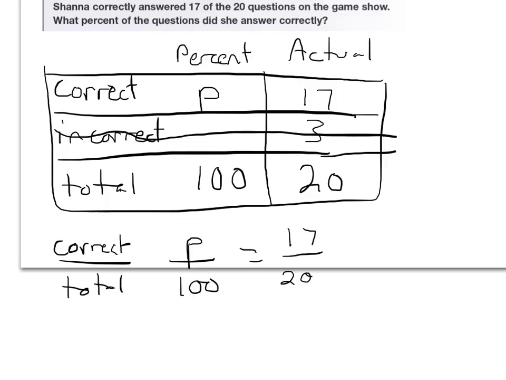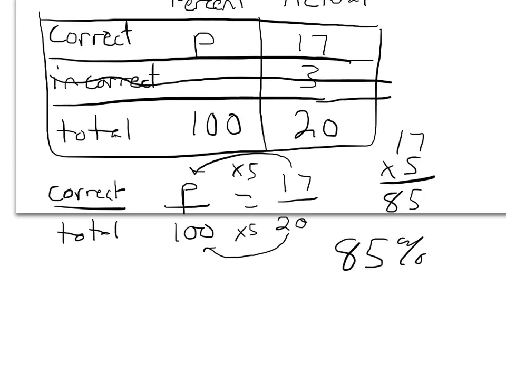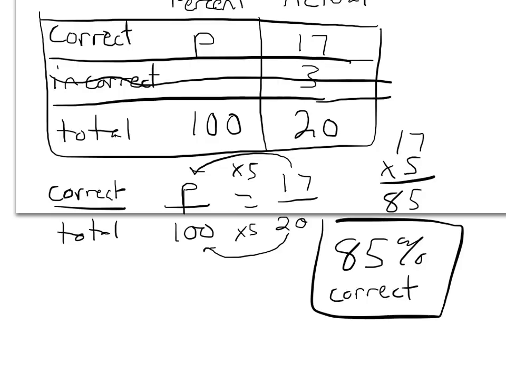Well, I know that to go from 20 to 100, I have to multiply by 5. So that means to go from 17 to my percent, I also have to multiply by 5. And 17 times 5, well, that's 85. So what percent did she answer correctly? She got 85%. And we should make sure that we say that that's what she got correct. Alright? And that's your video for the lesson, so good luck on your homework.